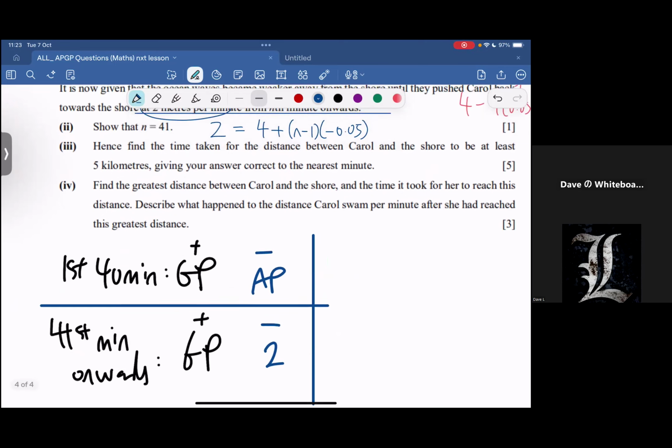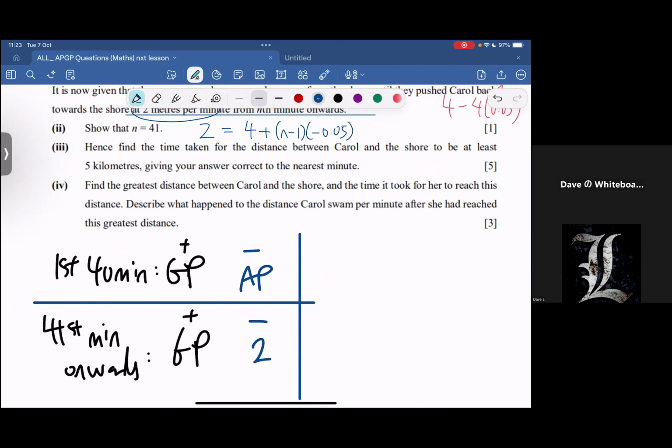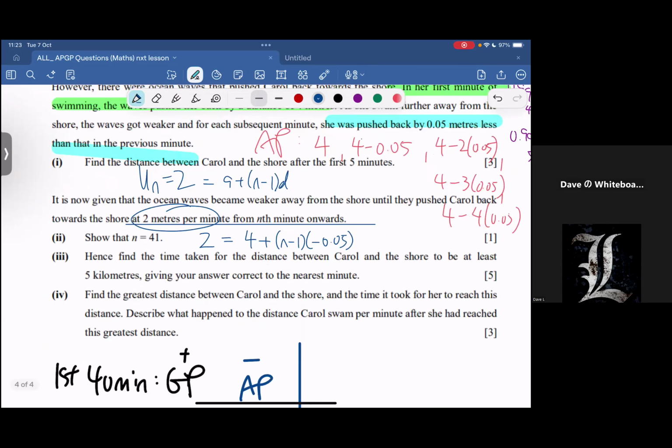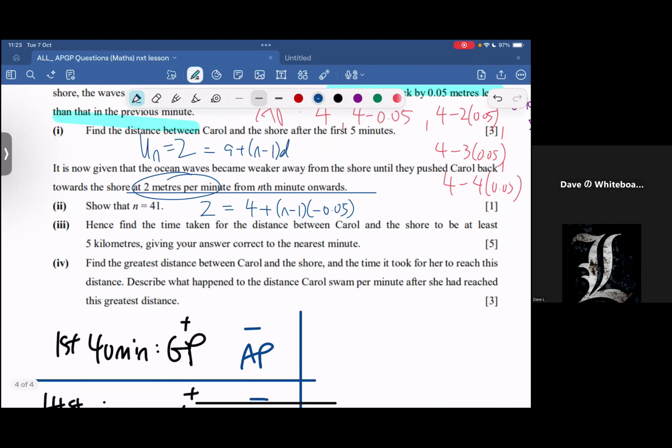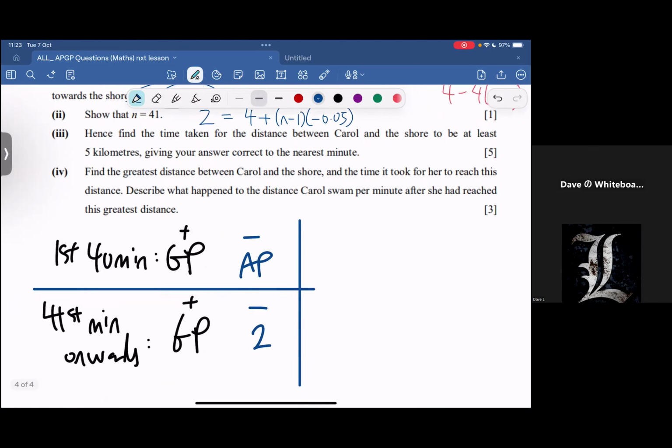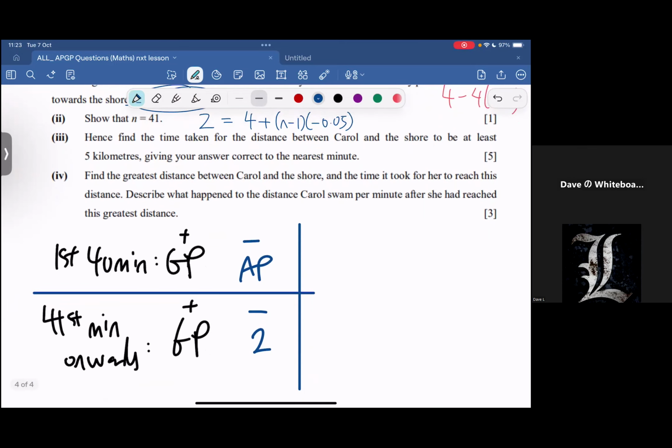So if you can understand this logic, the next question, part 3, which is the 5 marks, they say, hence, can you find the time taken for the distance between Carol and the shore? Add up all together. You know how we found the first 5 minutes distance, part 1, how do we find the first 5 minutes? We add the GP together, we minus away the entire AP. Now this one says, hey, you gotta find the total distance to be at least 5,000 meters, 5 kilometers, you change to 5,000 meters.